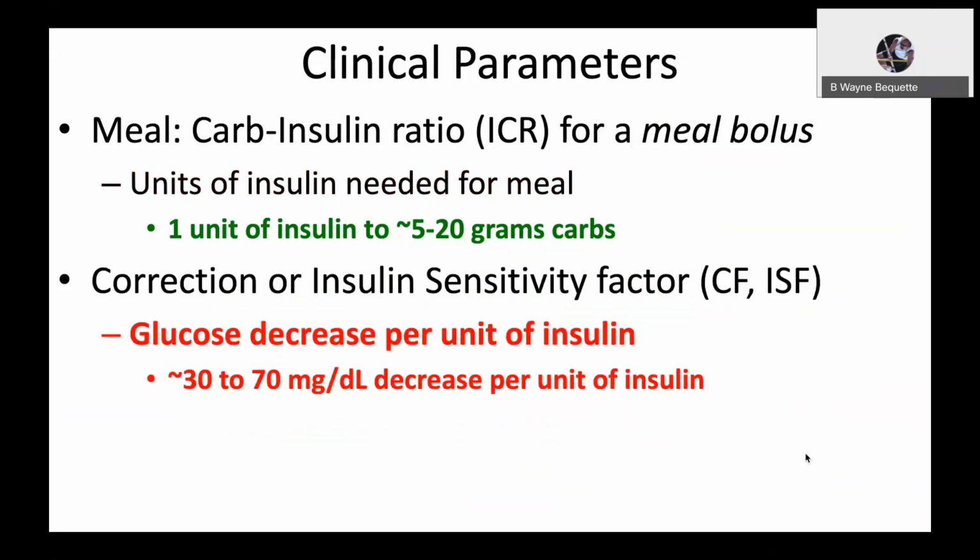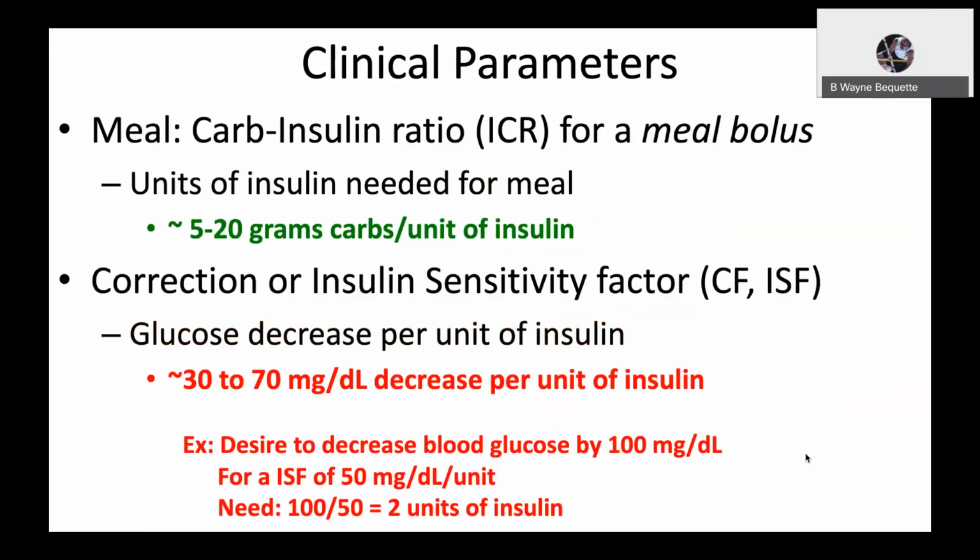Another clinical parameter that's important to know is the correction or insulin sensitivity factor. And what that is, is the expected glucose decrease per unit of insulin that's given. So this is roughly 30 to 70 milligrams per deciliter per unit of insulin, again, depending on the particular individual.